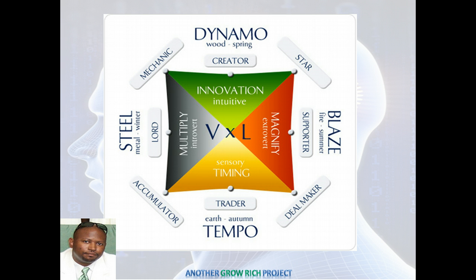They're all about innovation. Then also you have different ways of acting, which is you have your extroverts, which are all about magnifying. That's how they build their wealth, by leveraging themselves to magnify themselves. And you have your introverts, they build wealth by multiplying themselves. And so you have your different energies like your dynamo energy, your tempo, your steel, your blaze, and as you can see, all the different profiles fit somewhere on that square.